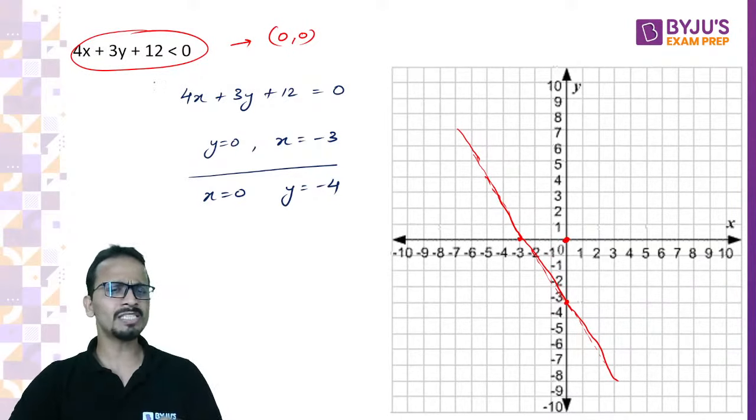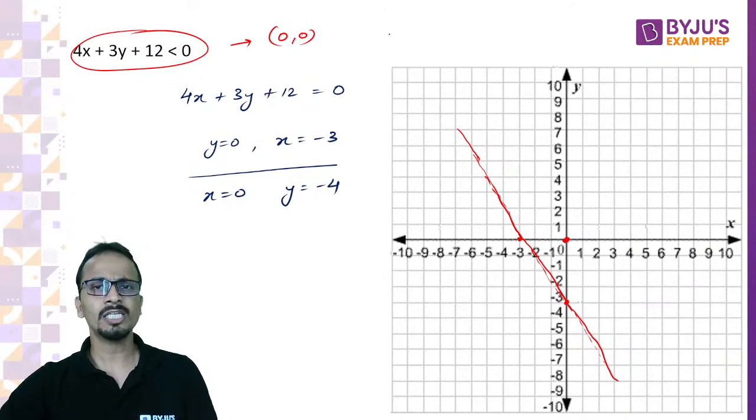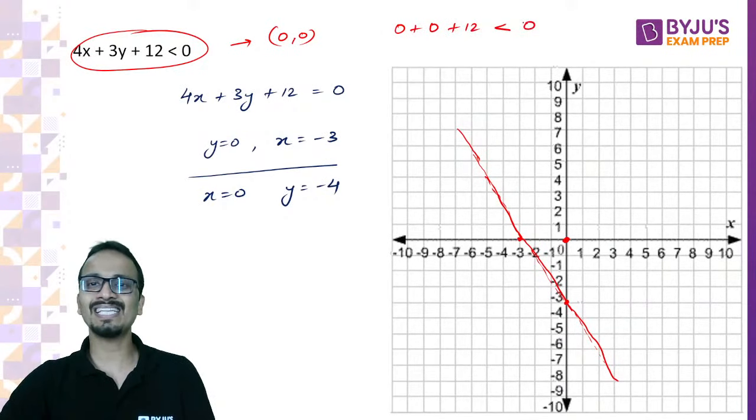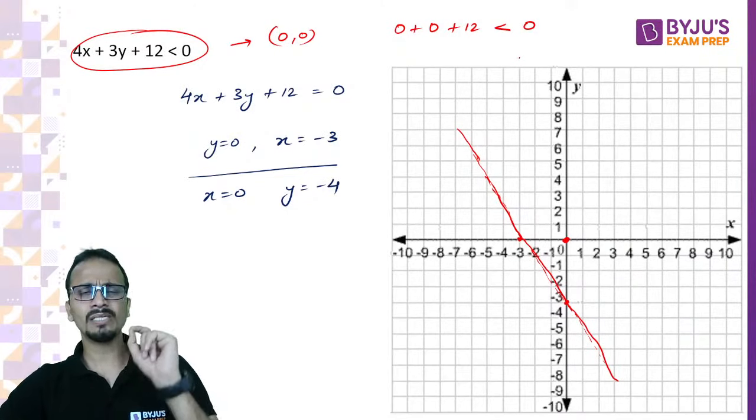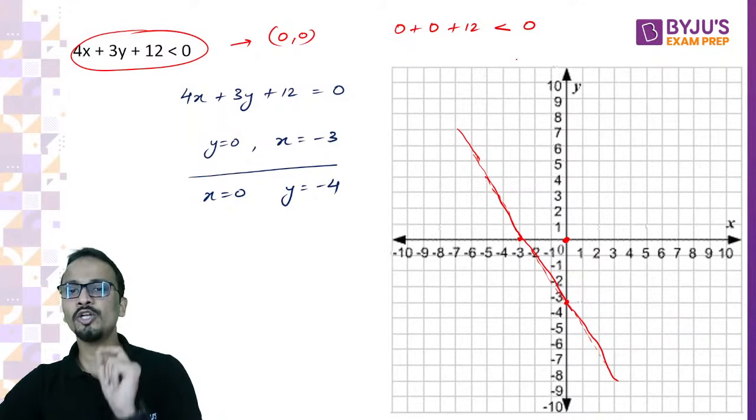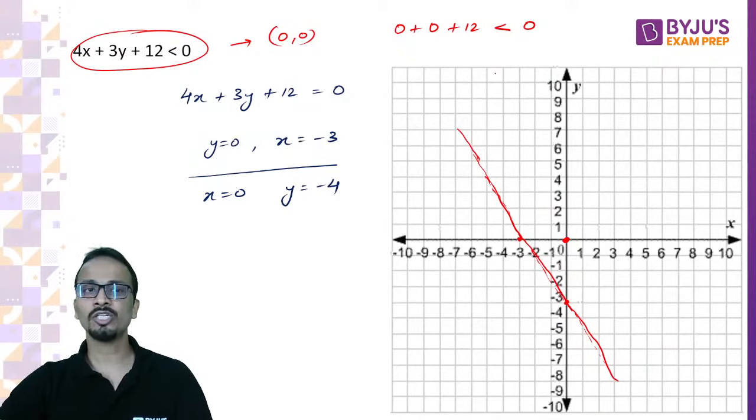So will 0 comma 0 satisfy this inequality? So 4 into 0 plus 3 into 0 plus 12, is it less than 0? No, it is not less than 0. So the point 0 comma 0 is not satisfying this inequality. So that means 0 comma 0 will not lie in the region shown by this particular inequation. So this region on the right hand side will not be considered.